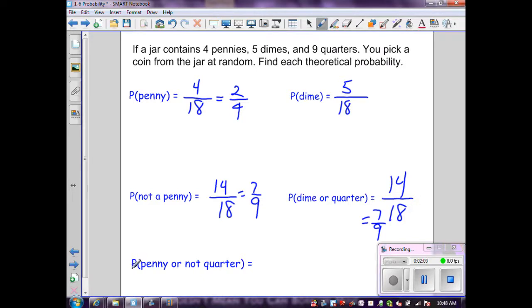The last one, what's the probability of a penny or not a quarter? So here, what they're asking for is a penny, and what else is not a quarter is a dime. So my total possible outcomes is 18, and a penny and a dime add to 9. Therefore, when I simplify, that's going to give me 1 out of 2.